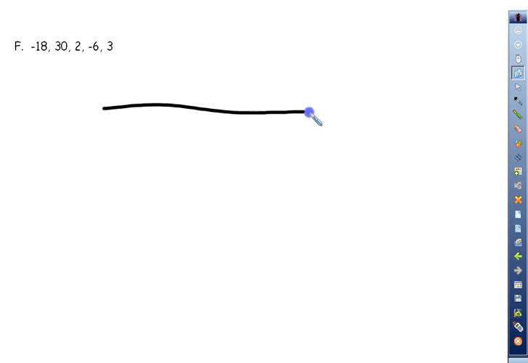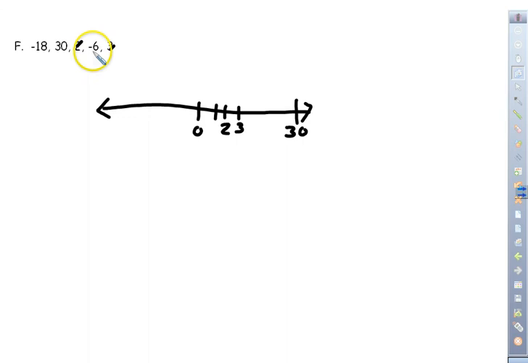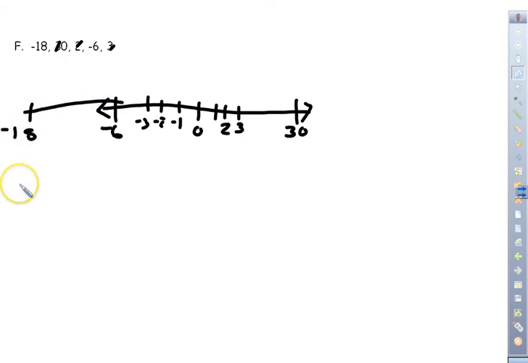This one again, using your number line, we're going to start with 0, and we're just a 2 off, so there's my positive 2. 3 is one more, so we use those. 30 is my other positive number. It's going to be much further out. And then I'm going from this direction, starting with negative 1, negative 2, negative 3. And I'm going to then come to negative 6 before I get to negative 18. So there's negative 6, and my negative 18 would be out here further off to the left as well.